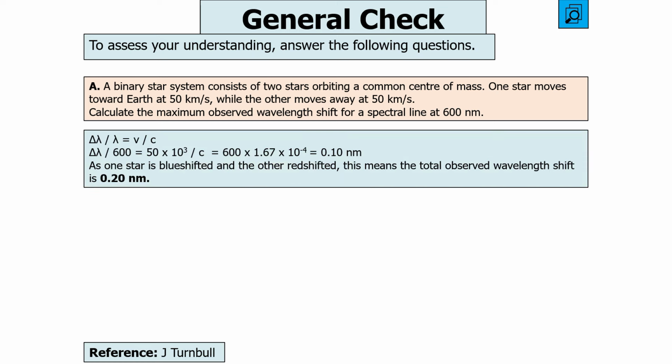So we know change in lambda over lambda is equal to v over c. We therefore pop the values in and we can work out our value for change in lambda, which we get to be 0.10 nanometers. Now as one star is blue shifted, the other will be red shifted. This means the total observed wavelength shift is going to be 0.20 nanometers.